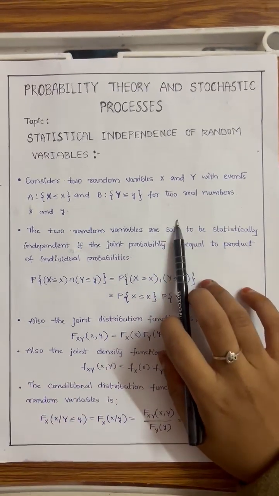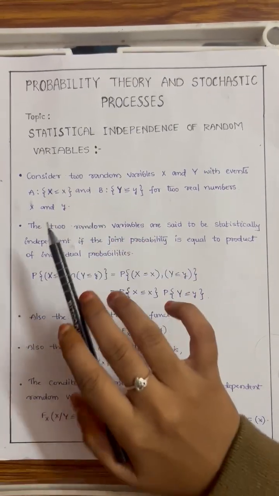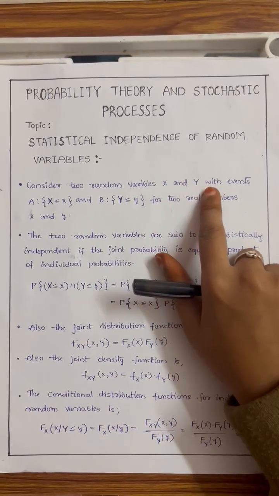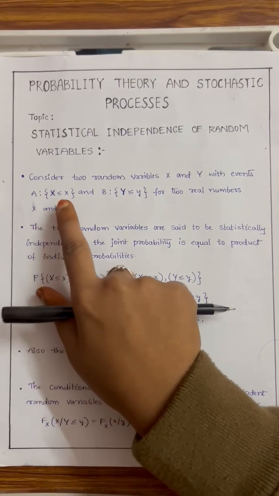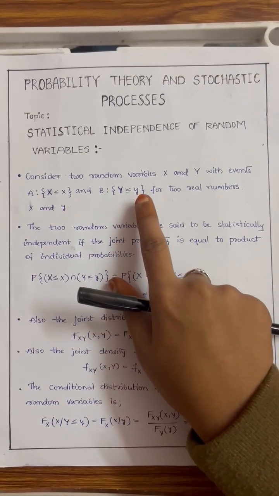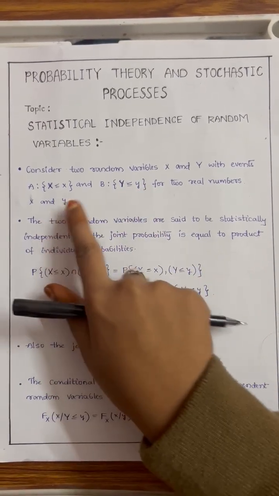Today in this video we are talking about statistical independence of a random variable. Firstly, let us consider two random variables x and y with events defined as A and B. A is defined as X less than or equal to x and B is defined as Y less than or equal to y. This small x and this small y are two real numbers.